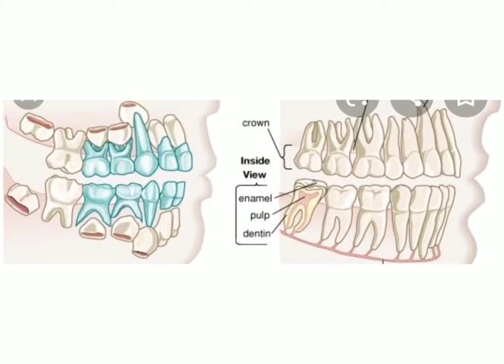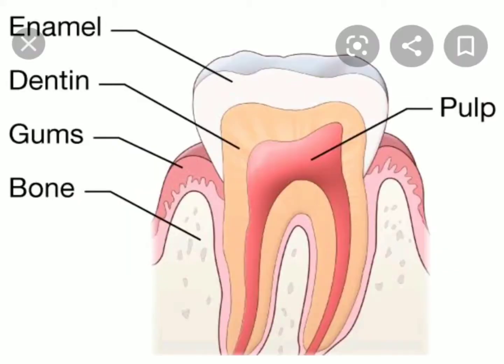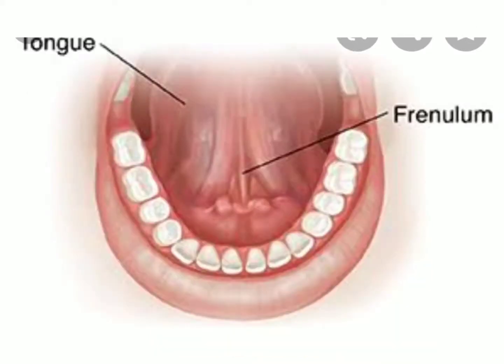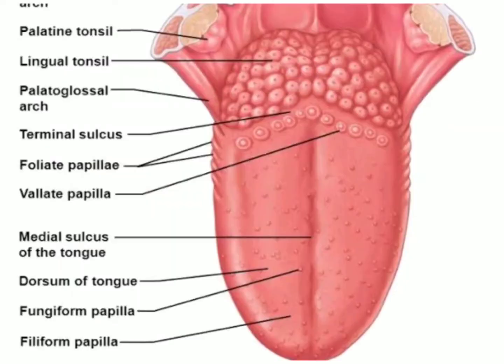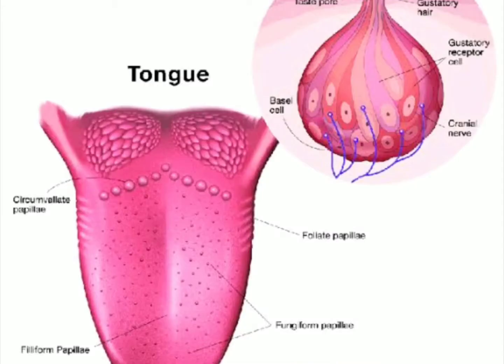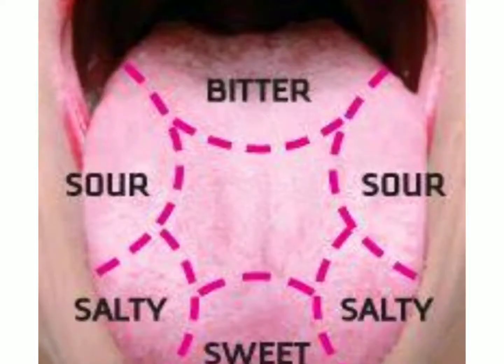Teeth have a hard chewing surface made up of enamel. It helps in the mastication of food. Mastication means making a paste out of food. The tongue is a freely movable muscular organ attached to the floor of the oral cavity by frenulum. The upper surface of the tongue has small projections called papillae. Some of the papillae bear taste buds, which help in the detection of the taste of the food. There are different types of taste buds on different areas of the tongue, as shown in this figure.